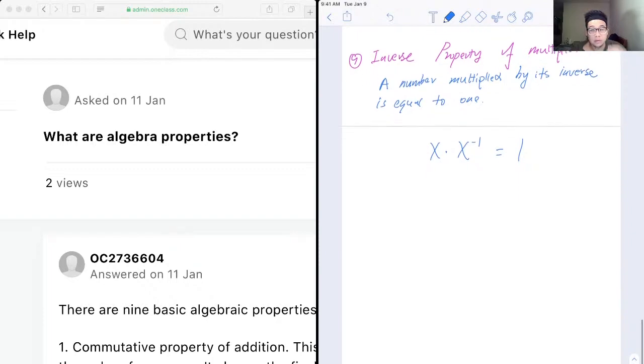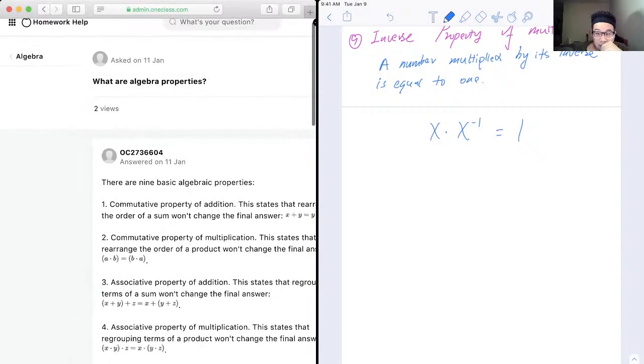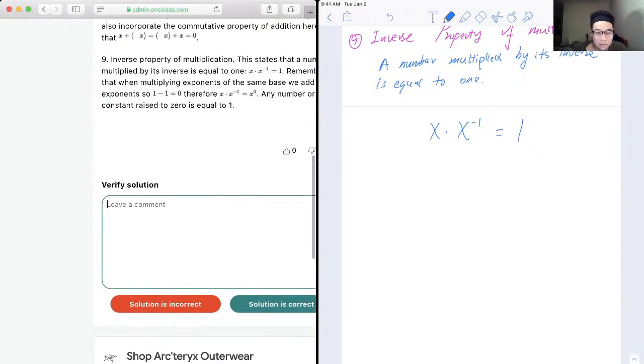Okay, so let's leave a comment. So solution is correct. Well done.